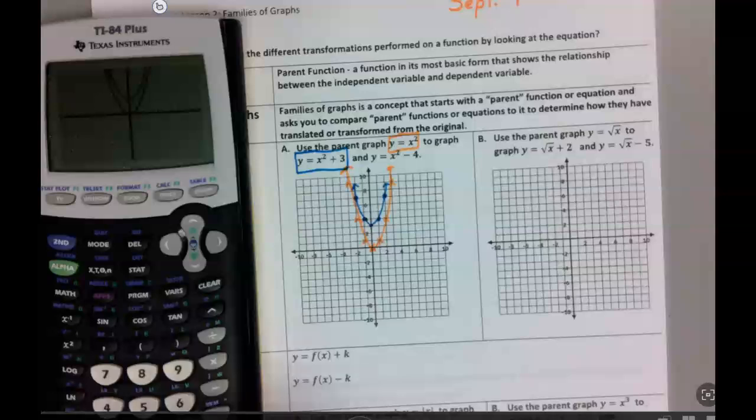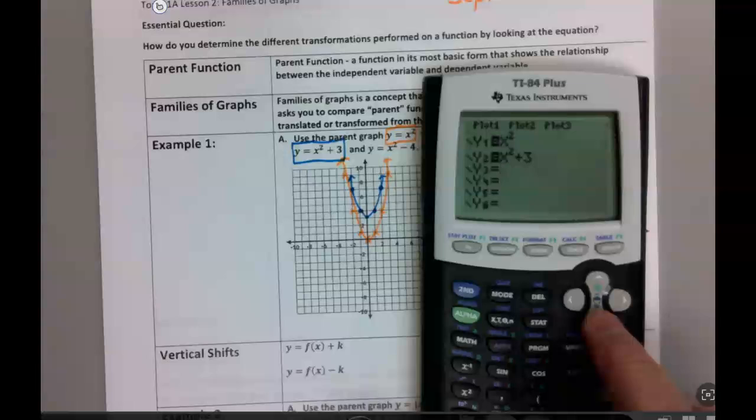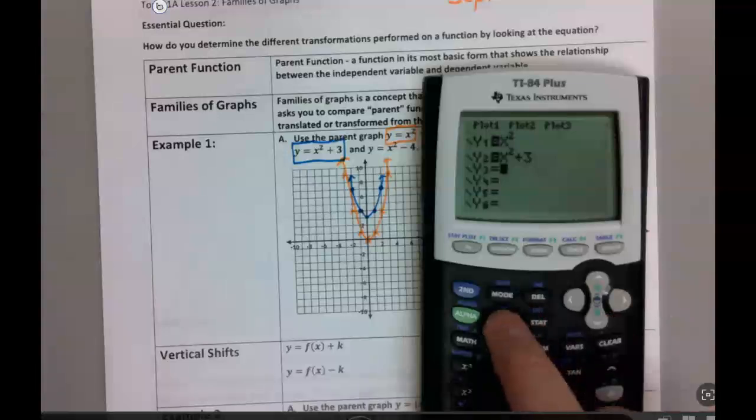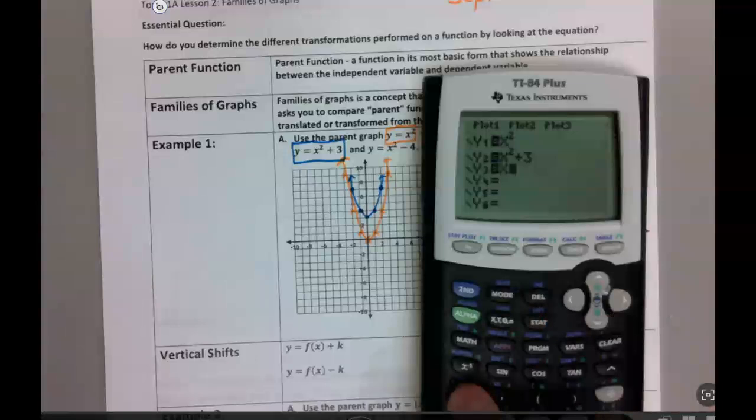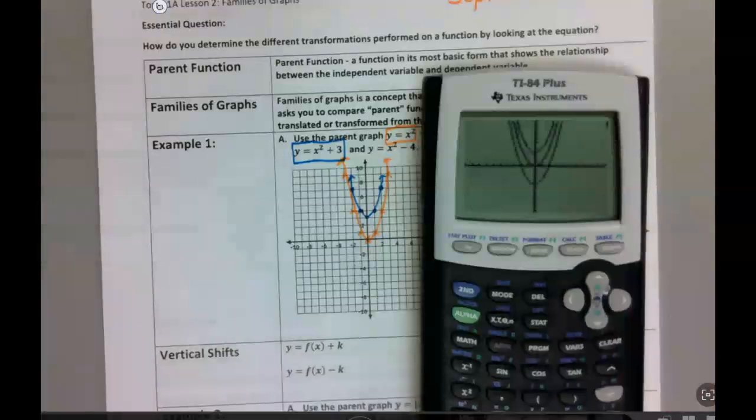Now, go back to y equals. Now let's do x squared minus 4. So arrow down to x squared. Below mode is x, and then go to x squared, which is right here, and then hit minus 4 and hit graph. And what's it do to the graph? Shifts it where? Down how many? 4. Okay? Making sense?